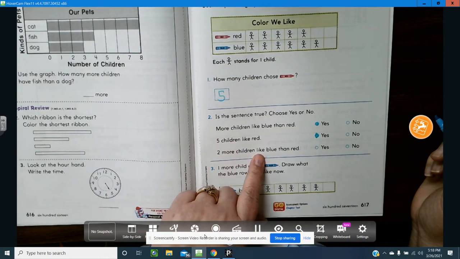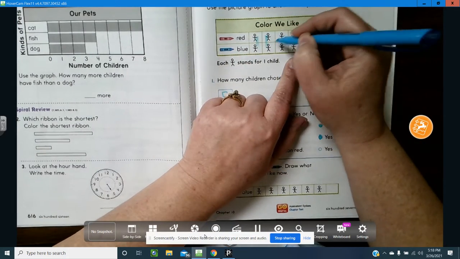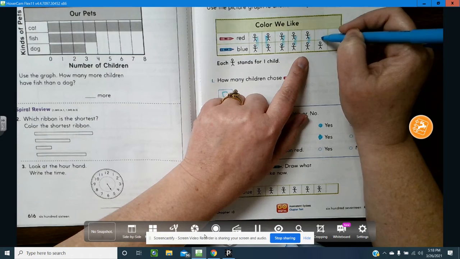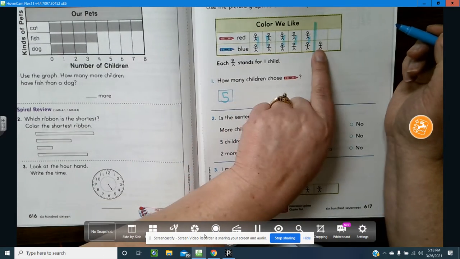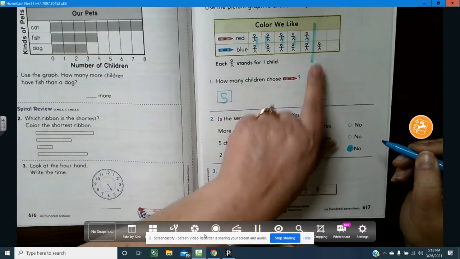2 more children like blue than red. Well, let's look. Match, match, match, match, match. Oh, no match. Draw our line. Are there 2 more children? No, there's just 1.